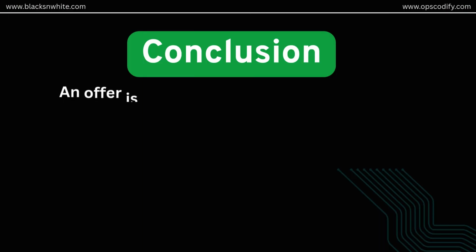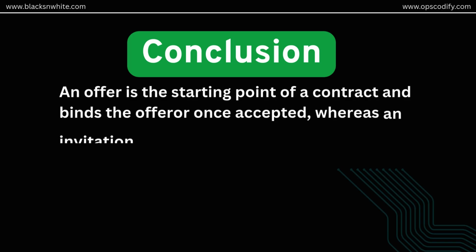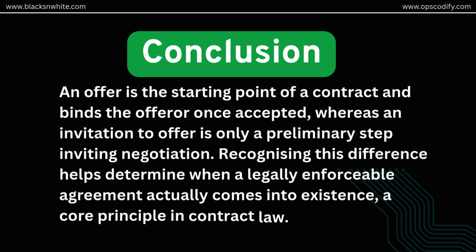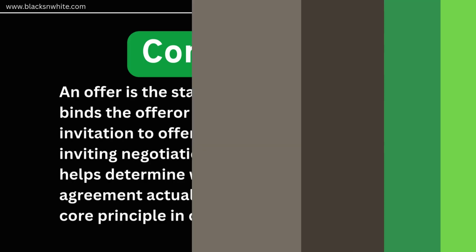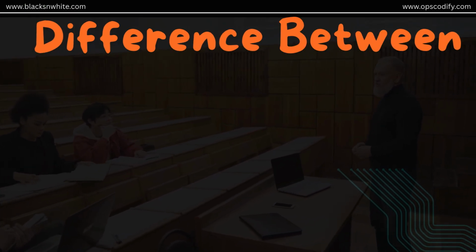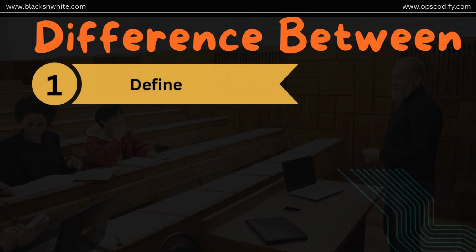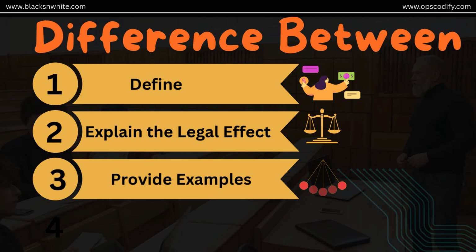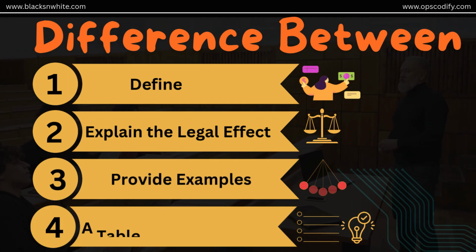Conclusion. An offer is the starting point of a contract and binds the offerer once accepted, whereas an invitation to offer is only a preliminary step inviting negotiation. Recognizing this difference helps determine when a legally enforceable agreement actually comes into existence, a core principle in contract law. So, the next time you face a difference between question, remember to first define, second, explain the legal effect, third, provide examples, fourth, a table with conclusion.